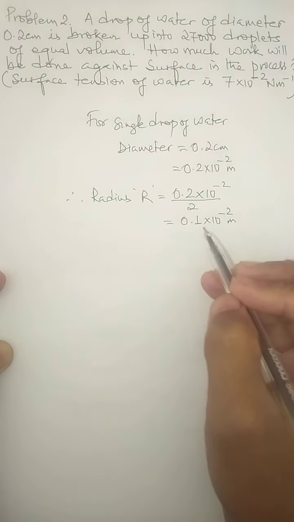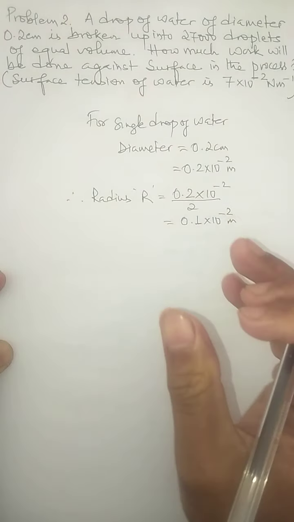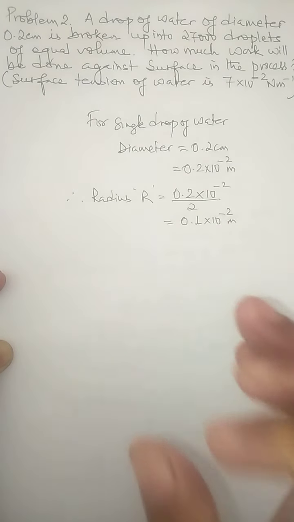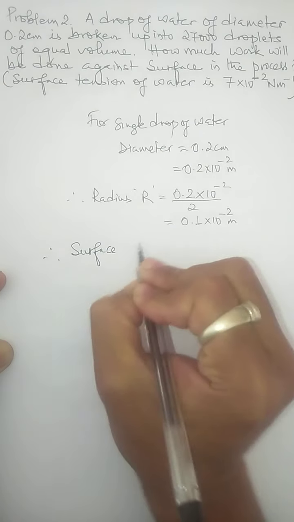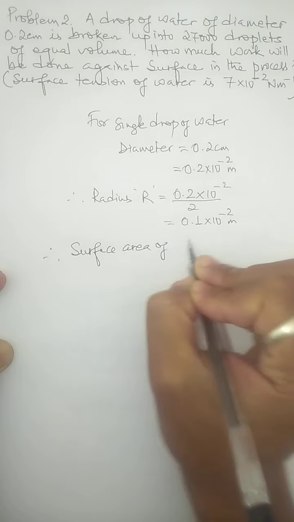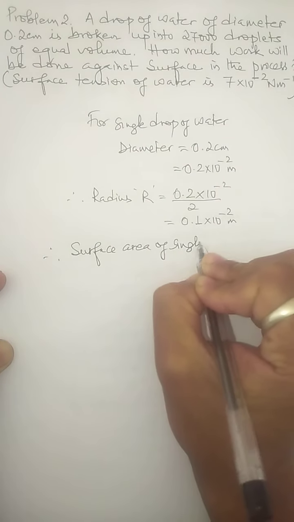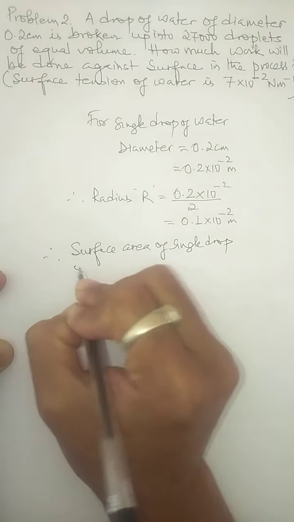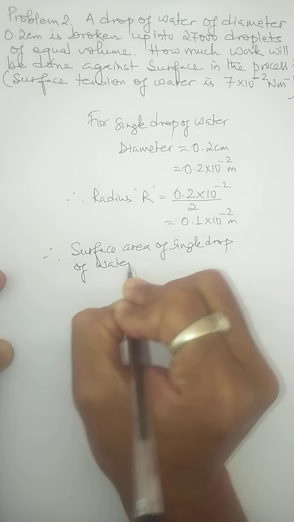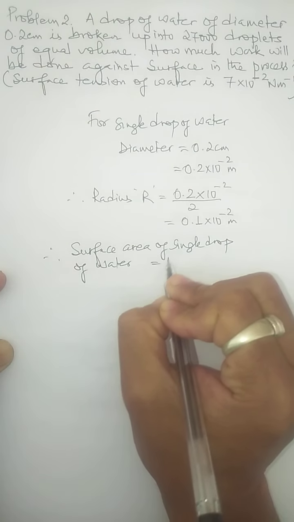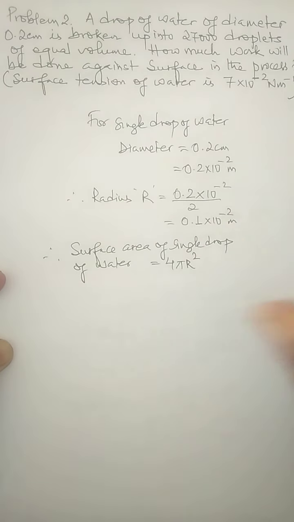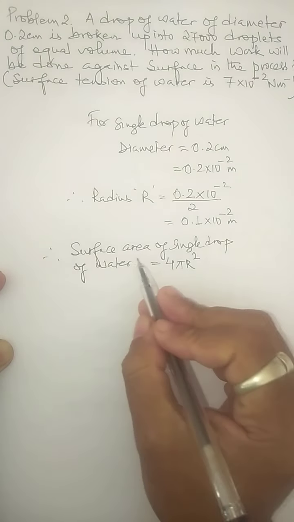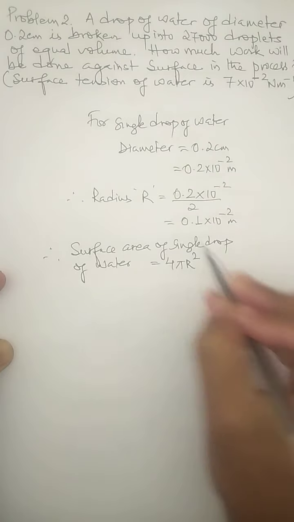Now if this water drop has a radius, then it also has an area, and this area is called the surface area. So first I calculate the surface area of the single drop of water, which is equal to 4 pi r square. Children, because a drop is basically spherical in shape, and the surface area of a sphere is 4 pi r square. That's why the surface area of a single drop of water is also 4 pi r square.